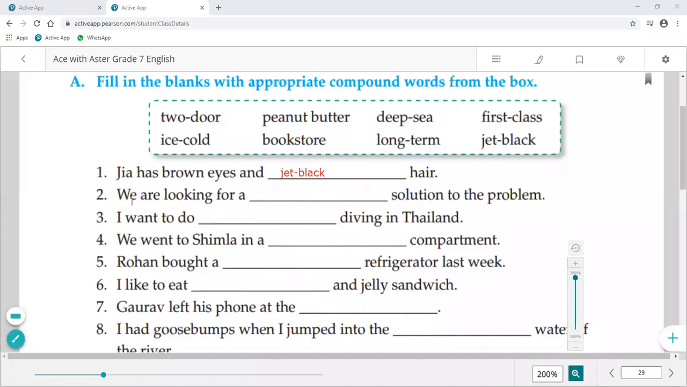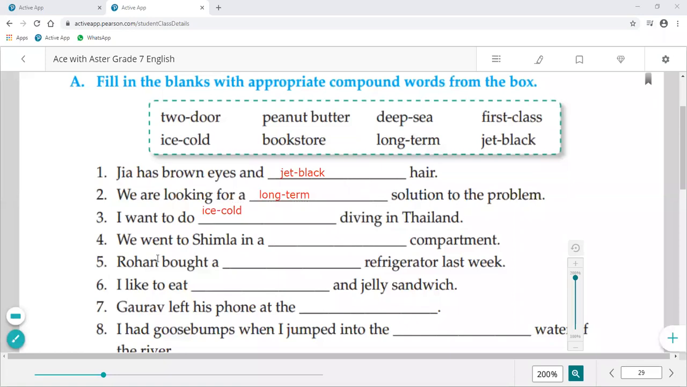Okay. Next: we are looking for a dash solution to the problem. We are looking for a long-term solution to the problem. Okay, long-term solution, one that lasts for a long time. Long, hyphen, term. So again this is a hyphenated compound word. Okay class. I want to do dash diving in Thailand. I want to do ice-cold diving in Thailand. Ice, hyphen, cold. Okay class, it is also a hyphenated compound word.